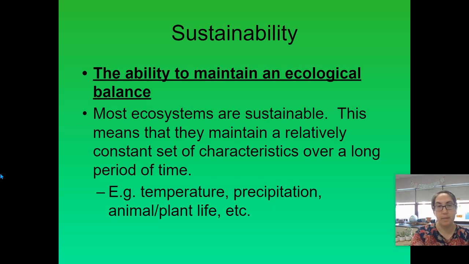Sustainability. So this is the ability to maintain an ecological balance. It's kind of like homeostasis in the human body. So most ecosystems are sustainable. That means that they maintain a relatively constant set of characteristics over a long period of time. So they have, for example, consistent temperature, precipitation, plant and animal life, etc. All of that stays basically the same over long periods of time.